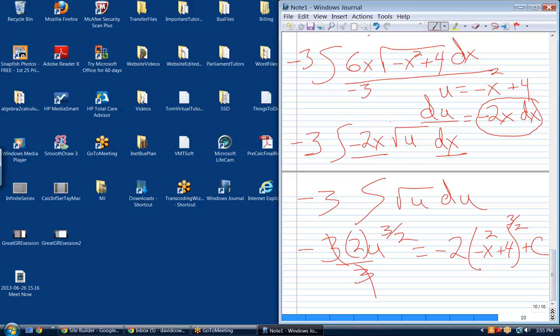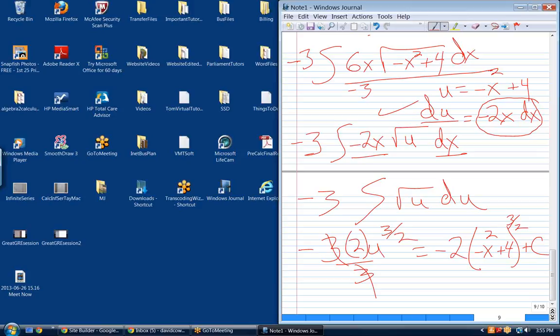And I think it's worth noting that you can do these either way. I'm not that convinced that I like this way. Even though this way saves a step, I almost prefer solving for dx and just in place of dx writing du divided by minus 2x and then dealing with the negative 3 that you get on your own.